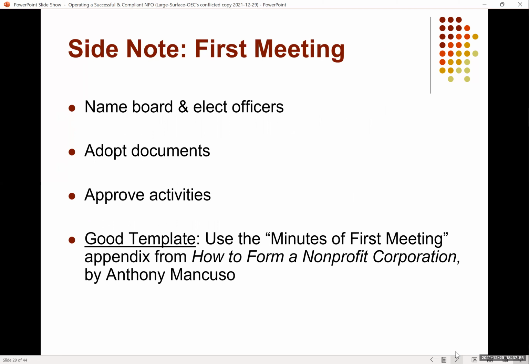Another thing you want to talk about at your first meeting is to name your board and elect your officers. So you can see that the first meeting is really important. Adopt your documents, approve what activities you're going to get involved with first. And then I'm just recommending using the minutes of a first meeting. It's from a book called How to Form a Nonprofit Corporation. And I think this is part of the stuff that I'm going to be sending to you as well. But you just make sure that first meeting sets the groundwork, because again, those minutes are official.